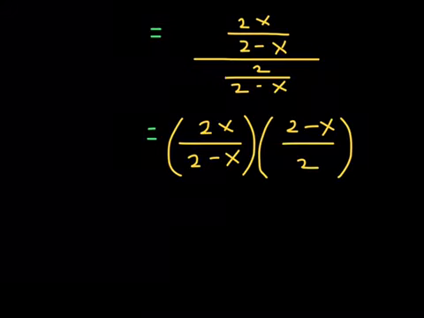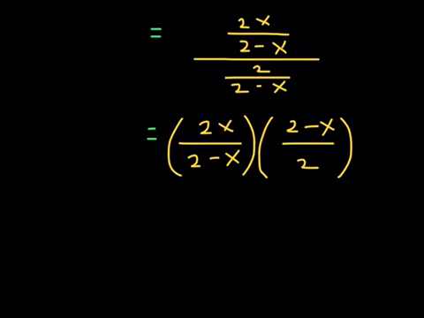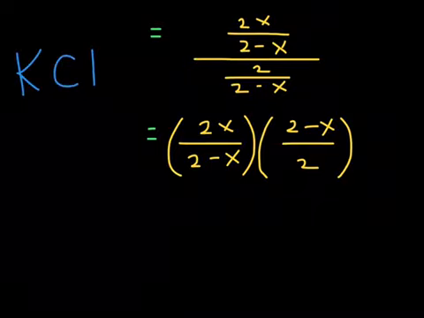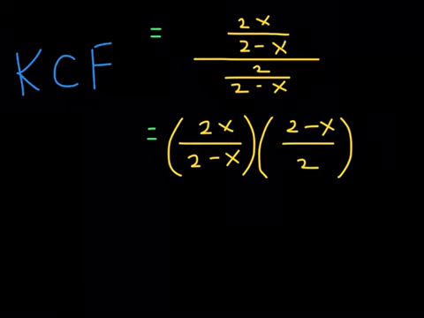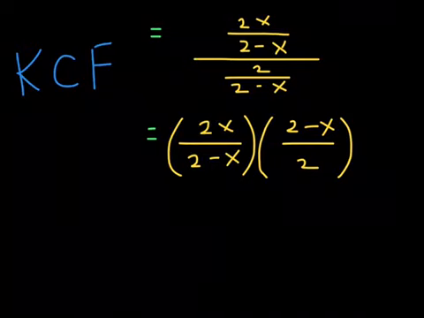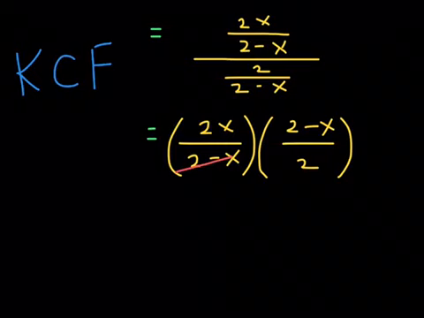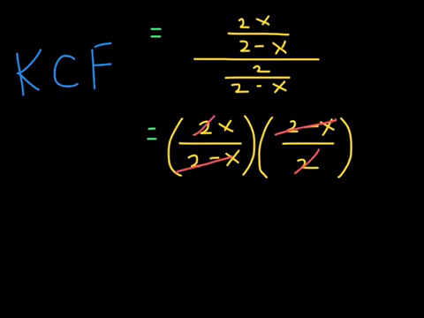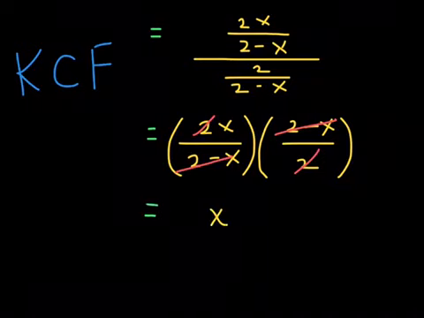Some people know that rule as KCF. Not KFC, like chicken, but KCF: keep, change, flip. Keep the first fraction the same, change division to multiplication, flip the second fraction. You use KCF whenever you are dividing a fraction by another fraction. All right, so you can see 2 minus x divides out with 2 minus x. And not only that, but 2 divides out with 2. And so this whole thing turns out to be just x.